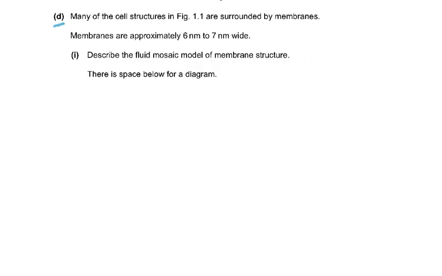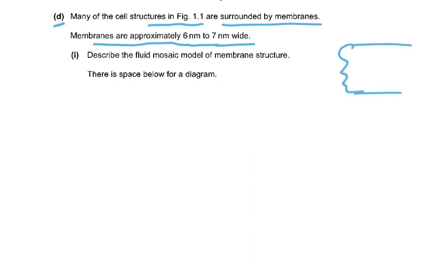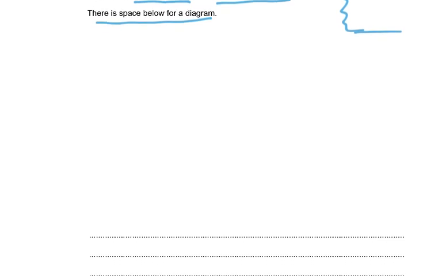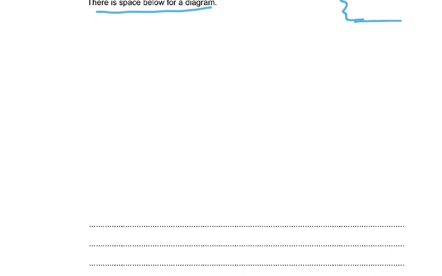Then coming to the D part of the question, many of the cell structures in figure 1.1 are surrounded by membranes. Membranes are approximately 6 nanometer to 7 nanometers wide. So this whole cell membrane is 6 nanometer to 7 nanometers wide. Describe the fluid mosaic model of membrane structures, and there is space below for a diagram. So either you wrote it or you drew it. That was up to you how you did it. But you look at the marks, and you can see there are 3 marks for this, so please do not lose these 3 marks.